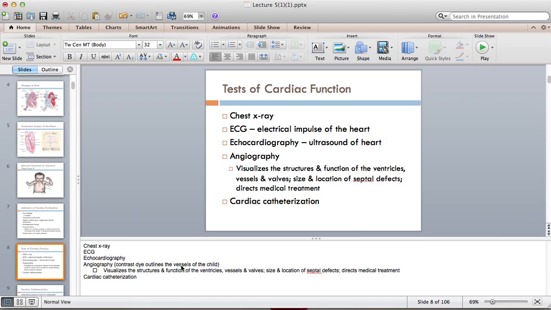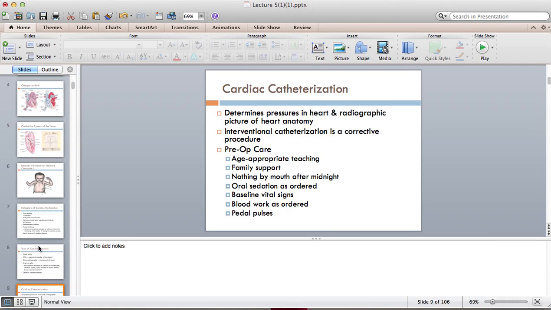And then, as always, they will do a cardiac catheterization, which is also something they do in interventional radiology. That is a very common procedure that they do in children who have cardiac problems, which you need to know about. So because of that, I put in a separate slide on cardiac catheterization.